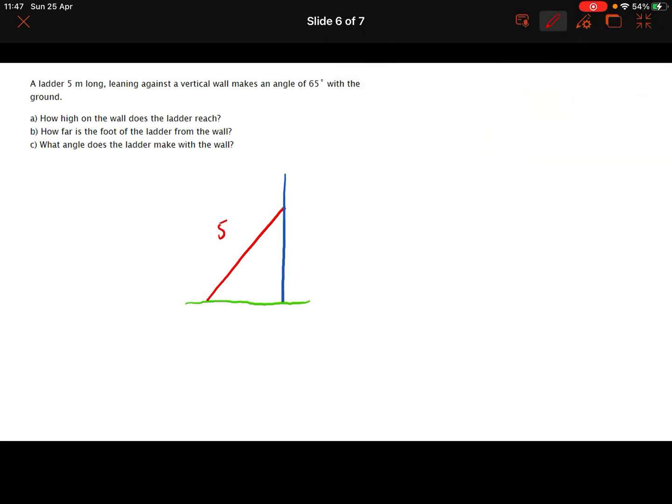What we're told is that the ladder makes an angle of 65 degrees with the ground. So the ladder with the ground is here. So that's 65 degrees. Now we can work out how high on the wall the ladder reaches. Well, that must be this distance here. It's x, isn't it?